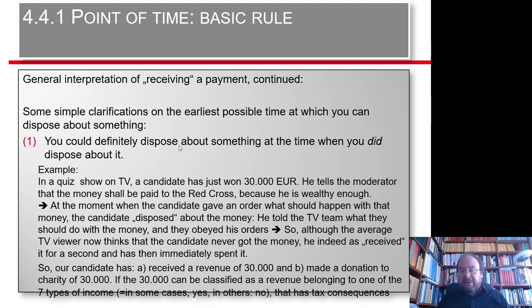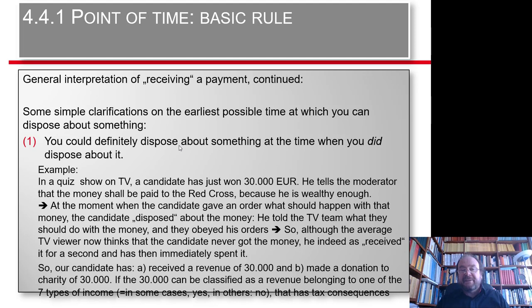Yeah? In my example here on the slide, the moderator and the candidate were rather risky, because here the candidate just said, yeah, I order that this money goes to. There was no previous agreement that you are only allowed to take part in the game if you renounce your gamble winnings and pass them on to charity organizations. So in that case, the candidate received 30,000 euro and passed them on.